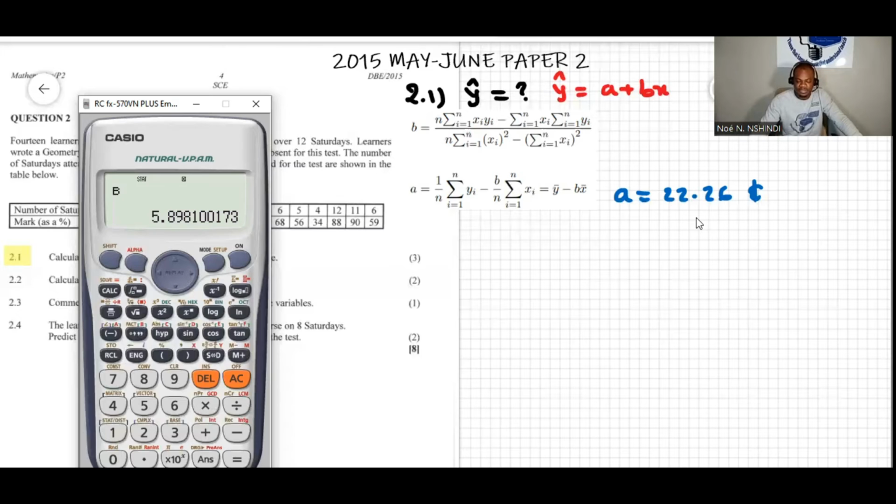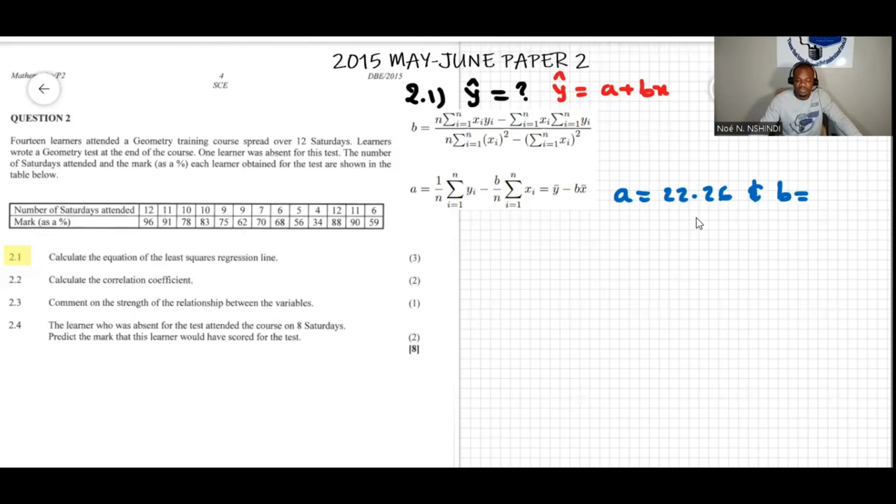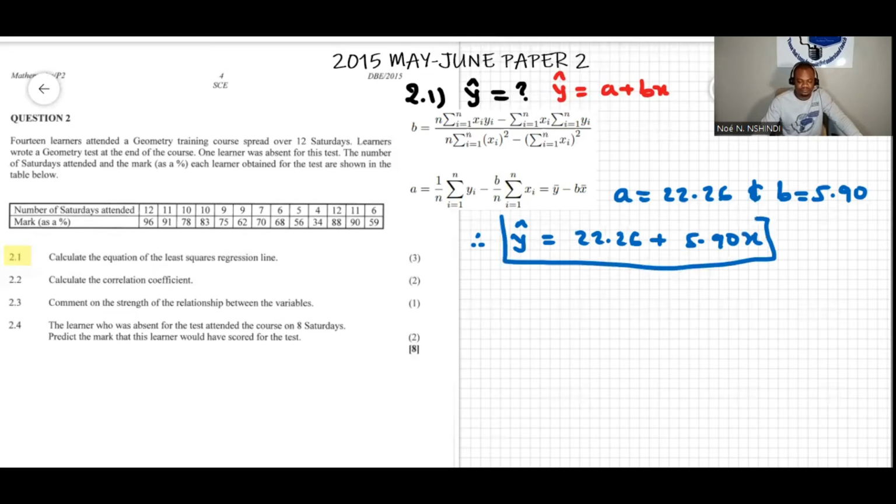So I'm going to say B will be equal to 5.90. Therefore, then I can work out the regression line given by 22.26 plus 5.90x. Okay, this is the regression line, the line of best fit.